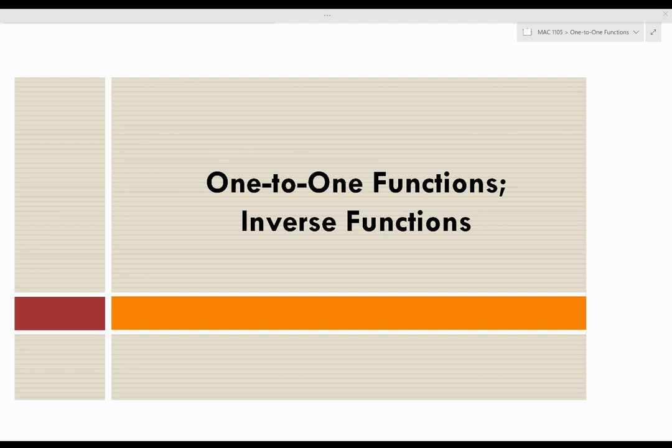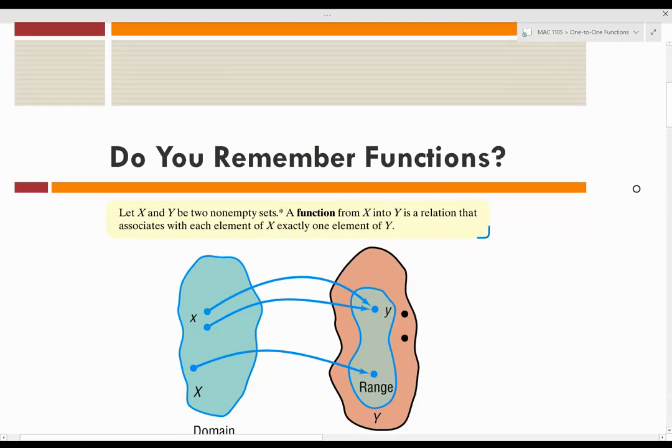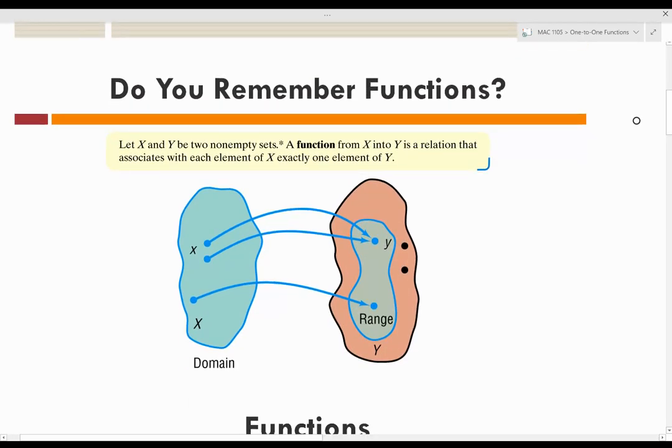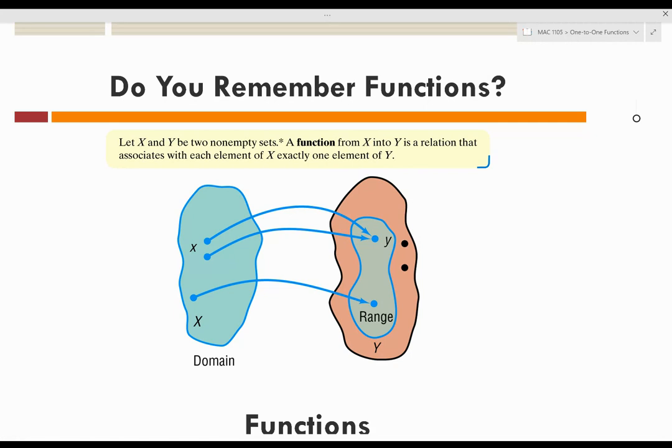All right, you guys, in this section, we're going to talk about one-to-one functions as well as inverse functions. Okay. All right, so before we can begin to talk about one-to-one, you guys have to remember what a function is. Okay, so our formal definition for a function said, let x and y be two non-empty sets. A function from x into y is a relation that associates with each element of x exactly one element of y. Okay, so remember, another way to put that was every x has its own y.